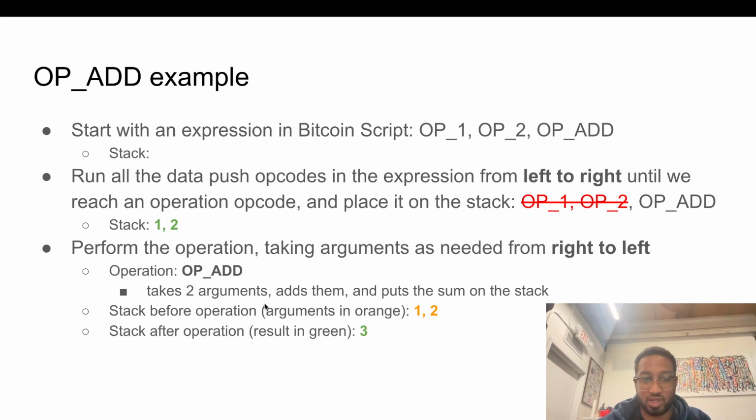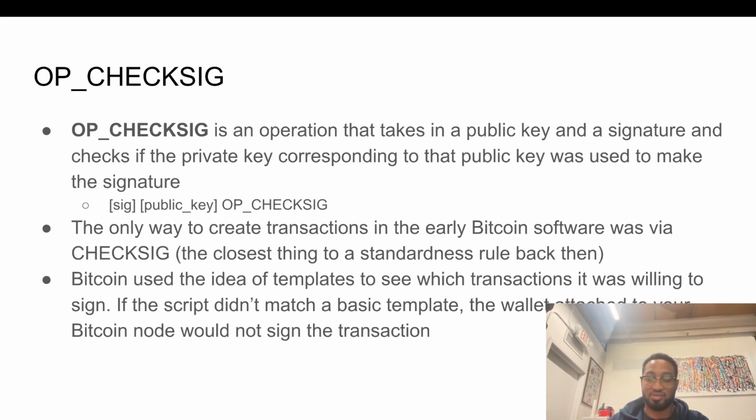So here's the stack before the operation, and after op1 and op2 are added, I would put the arguments in orange. And here's the stack after the operation. So the result is in green. 3 adds 1 and 2. Simple. All right.